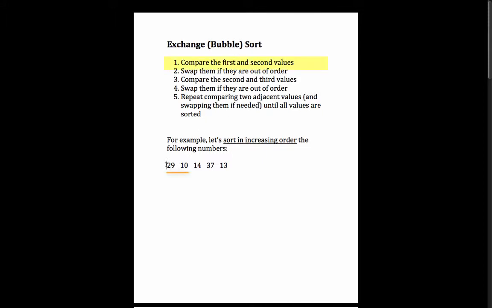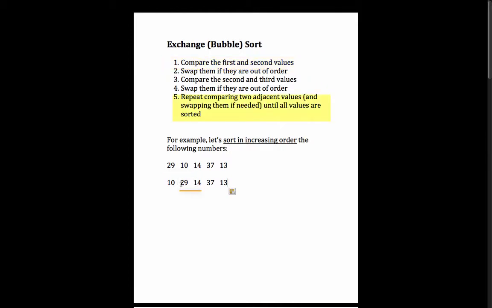So the first step is to compare the first one with the second one, 29 and 10, and they happen to be out of order because 10 is less than 29. So I'm going to swap those two numbers, okay? The rest of the numbers in my array or my collection are going to be ignored for the time being. So those stay the same, all right?